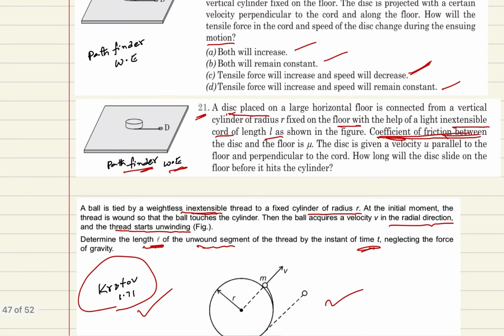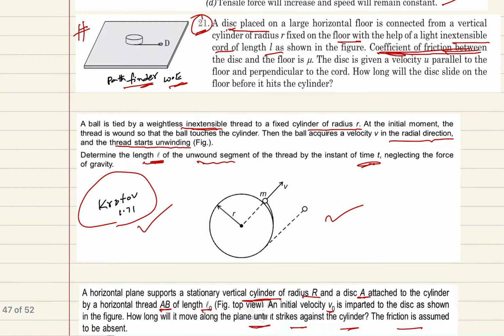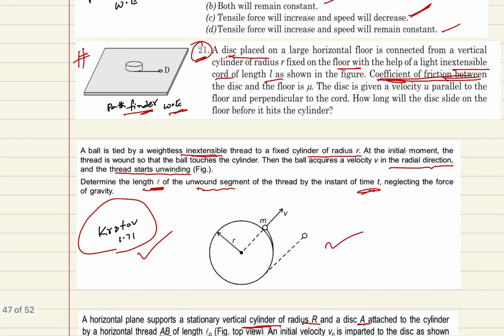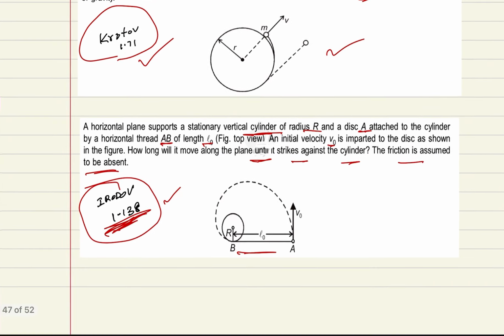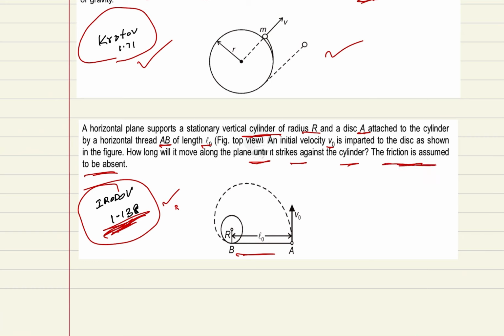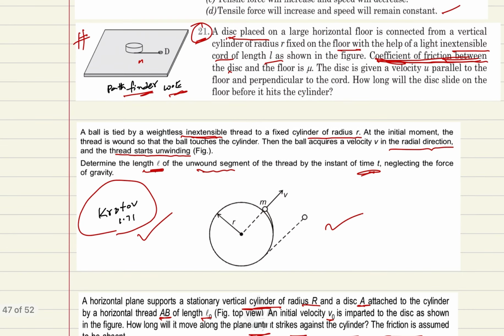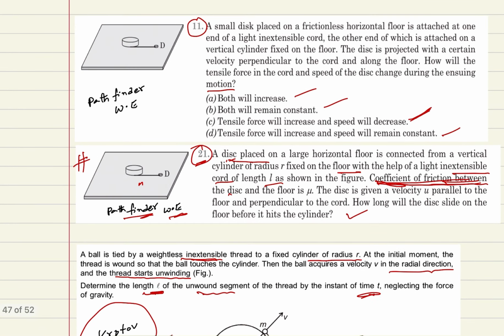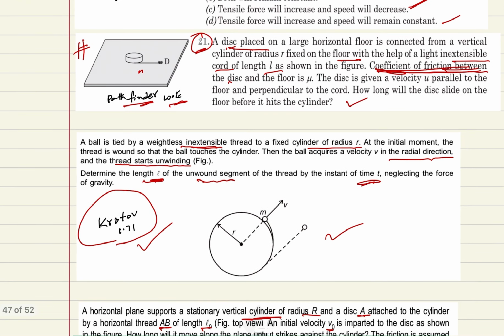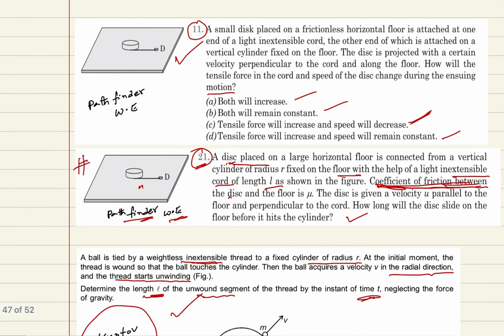Now you see here, this Irodov question and the 21st Pathfinder question: the major difference between the two is that the coefficient of friction between the disc and floor is there here, so friction is there. In the Irodov question, friction is absent, remaining the same. Here also they are asking for time taken. Here also they are asking for time taken only. So this is a general question. The 11th question is the general question. Here they are asking how much length of the unwound segment in a given time t.